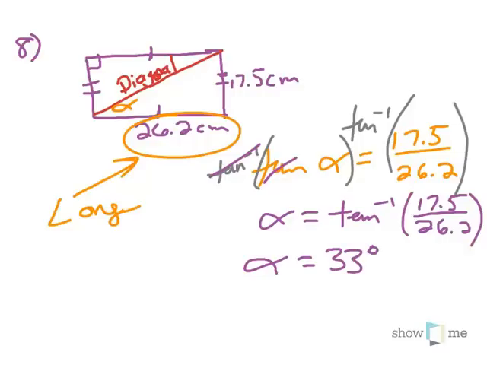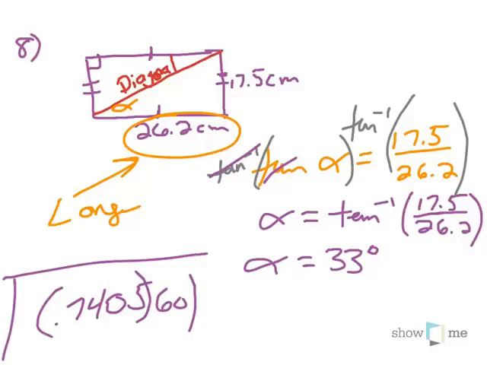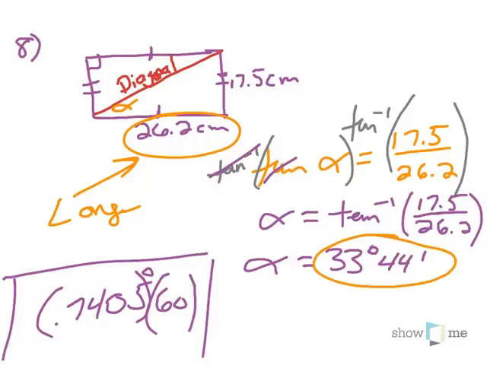The direction says to the nearest minute. So we got 33 whole degrees. If you take the decimal you get from your calculator, which was 0.7405 and some other stuff, and multiply that by 60, you don't need to show this work, by the way, that's going to give you how many minutes this is. It ends up being 44 minutes. So the question, what is the angle formed by the longer side and the diagonal? It's 33 degrees, 44 minutes.